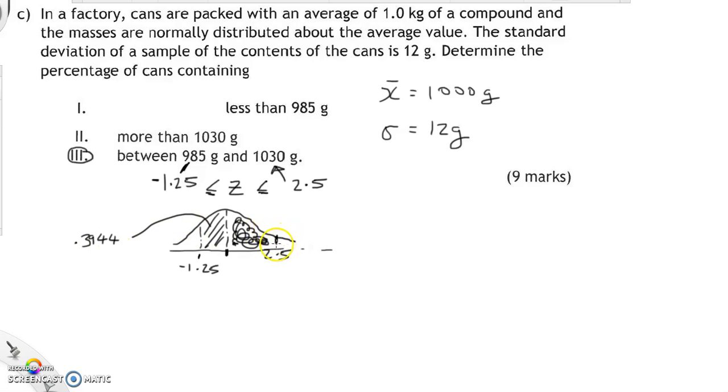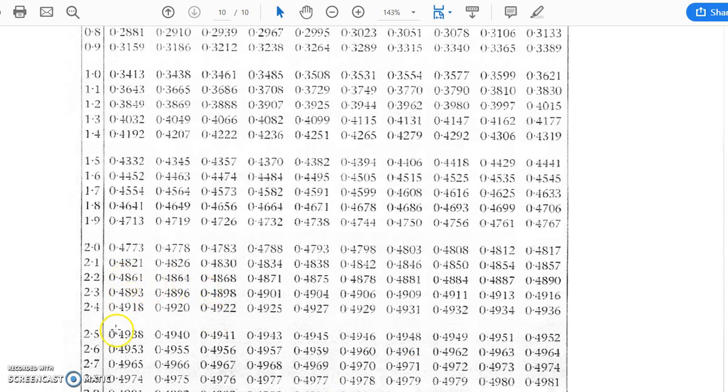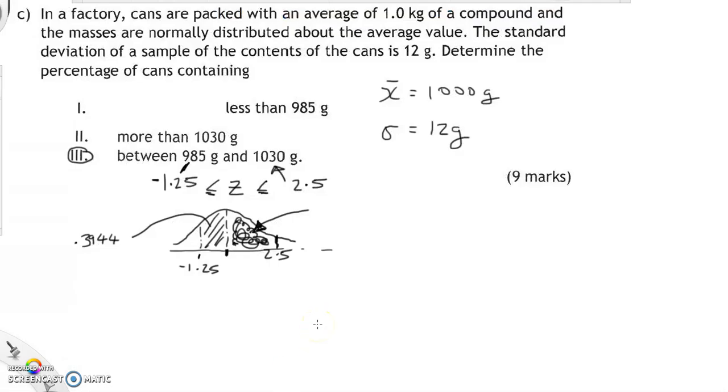And remember, this area here was our very low percentage of cans greater than 1,130. And previous to that, we looked up our table and we got a very high area for this piece in here, something like 0.49 something or other. I forget now, so we're going to look it up. 2.5, there we are, 0.4938. So back to the drawing there, and that's 0.4938.